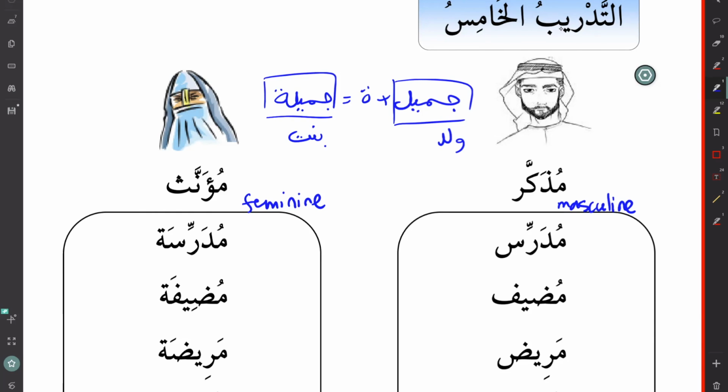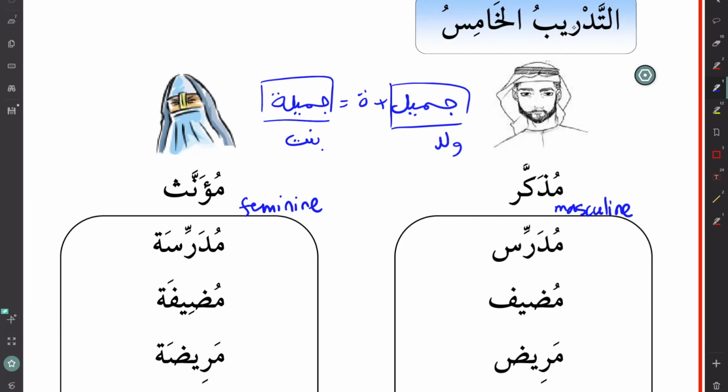Now remember what I said, that usually you cannot do the same thing with nouns. We said that for nouns, sometimes adding ta marbuta works, sometimes it doesn't. Sometimes if you add ta marbuta, the word may not make any sense. It may not exist. And sometimes when you add ta marbuta, it might become a new word. For example, we talked about maktab. Maktab is a desk or an office, and when you add ta marbuta, it becomes a library, right?